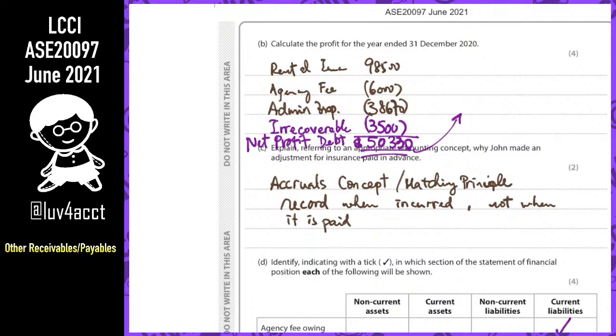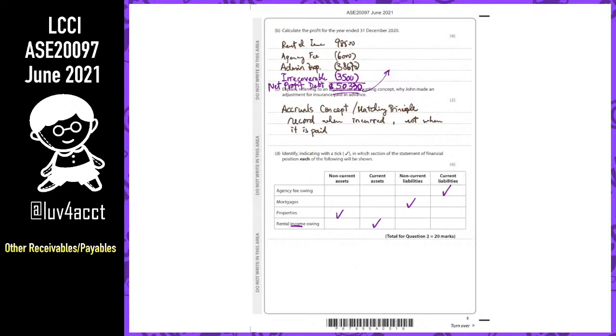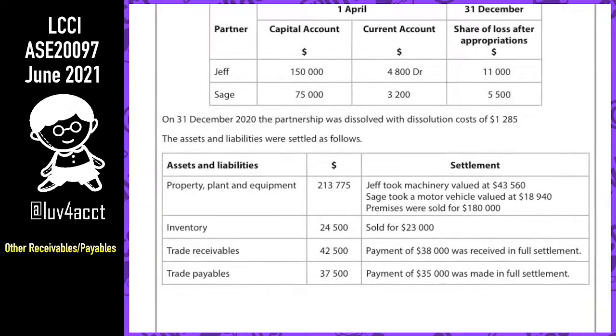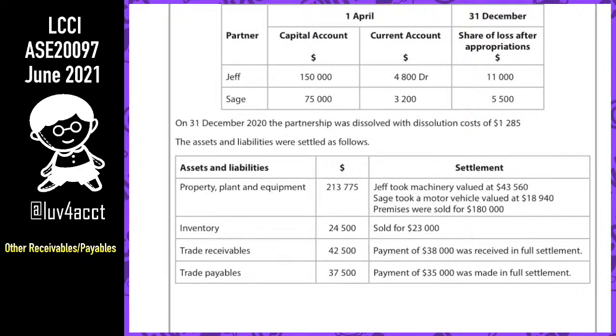So 2 questions down. The time now is 9:22. Not bad, but not really that good. So question 3. Jeff and Sage, partnership. This is a partnership question. But let us have a little peek into what comes next. It is a dissolution of partnership.